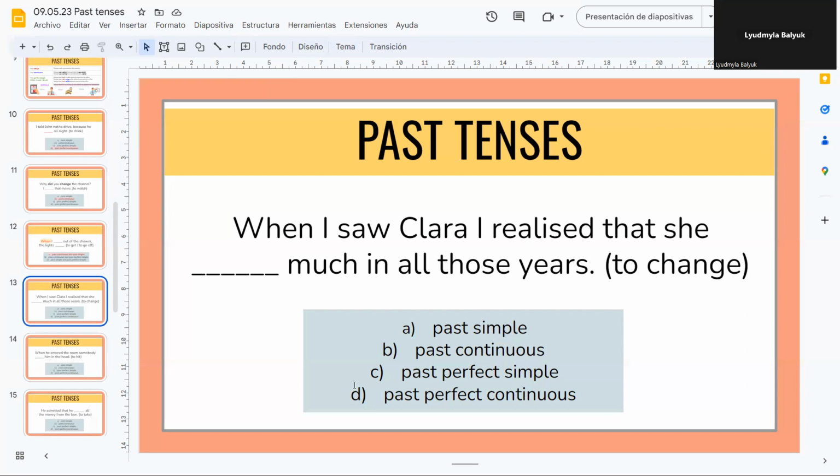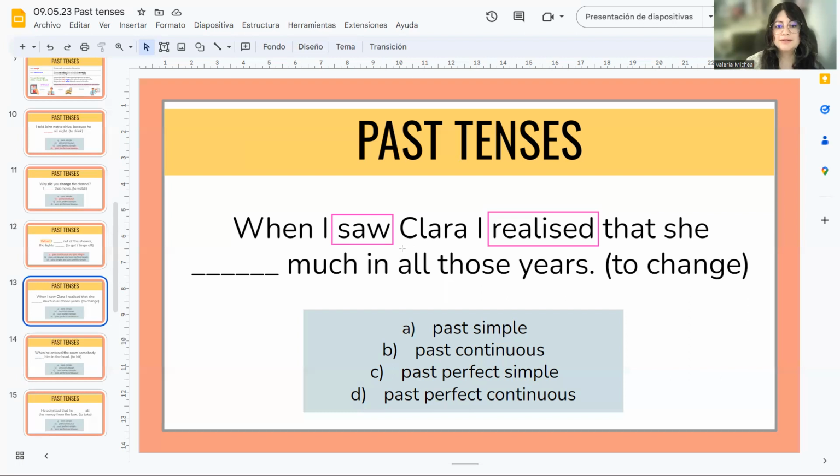Valeria, can I tell? Yes, of course. So, in my opinion, I see 2 actions. Clara saw and no, I saw and Clara changed. That is 2 actions. So the order of these actions: Clara changed before, then I saw Clara, and Clara changed during many years. So past perfect continuous.